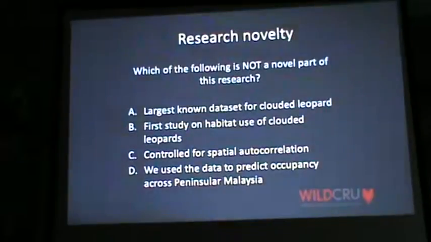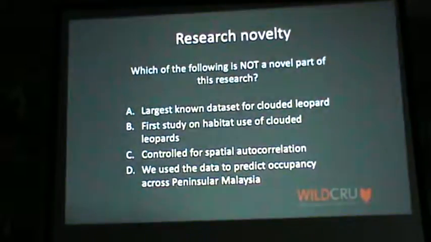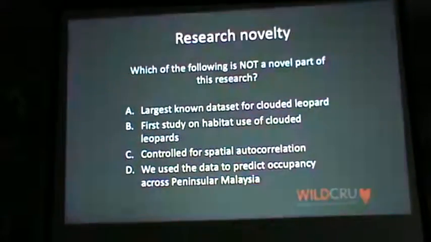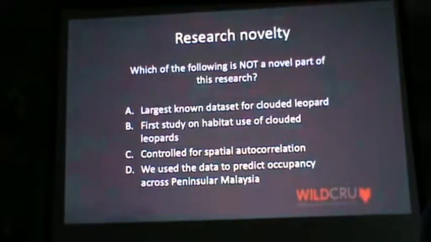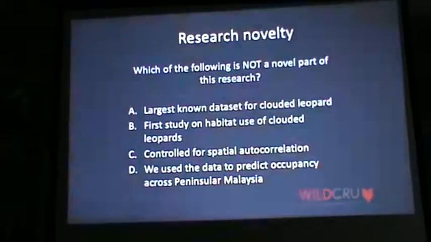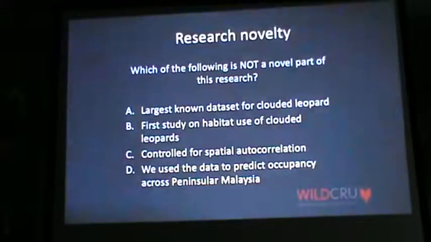So what do you think? Which of the following is not a novel part of this research? B, A, C. I'll give you 20 seconds for everyone to think about it.